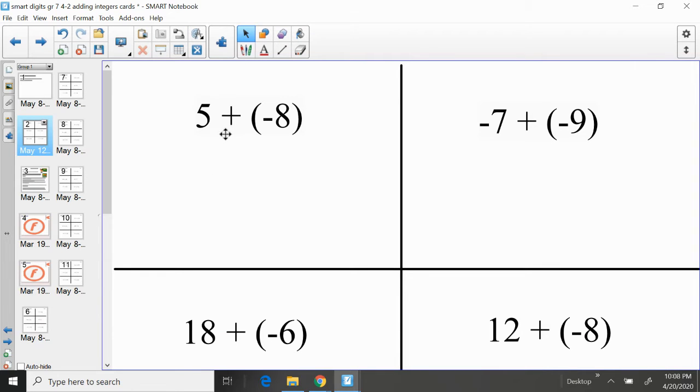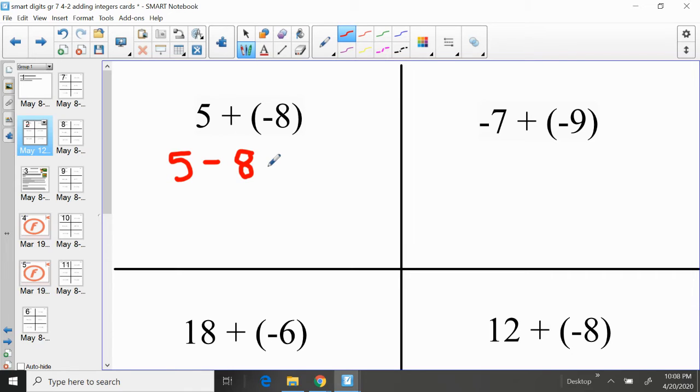So here we have 5 plus -8. If you watched the digits lesson today, 5 plus -8 is the same thing as saying 5 minus 8. If I had $5 and I subtracted $8, my positive number is smaller than my negative number. So I know my answer is going to be negative. 5 minus 8 is -3. So that's my answer.